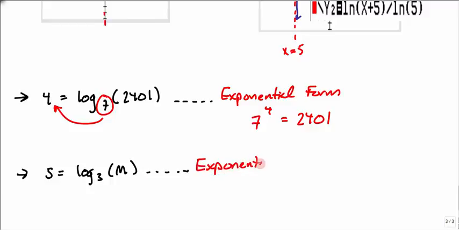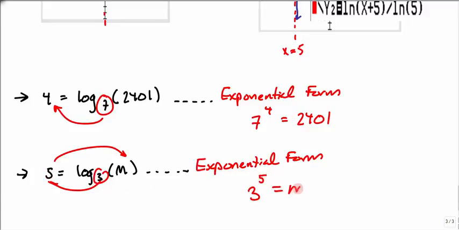So exponential form here, again we start with the base, and it doesn't matter if the 5 is on the right or the left, you always go past the equal sign. So this would be 3 to the 5th equals m. Now be careful in your MyMathLab, if this is a capital M, you have to make sure you input it as a capital M and not as a lowercase m.